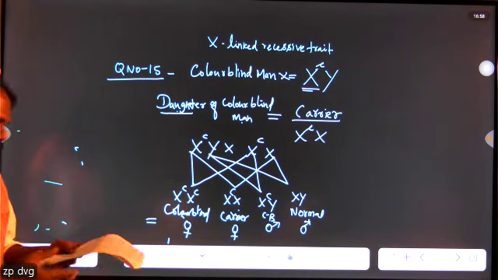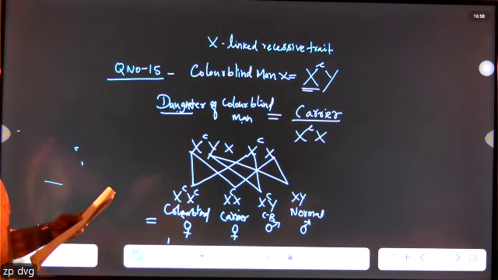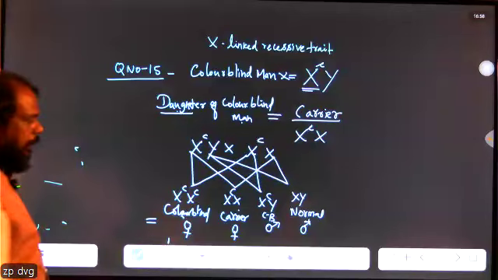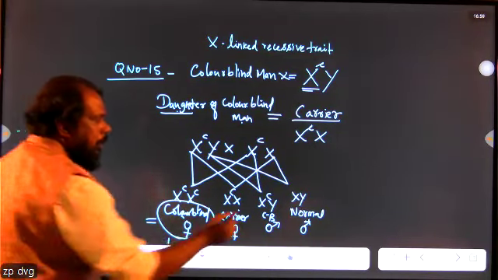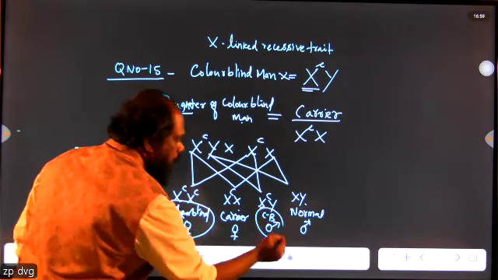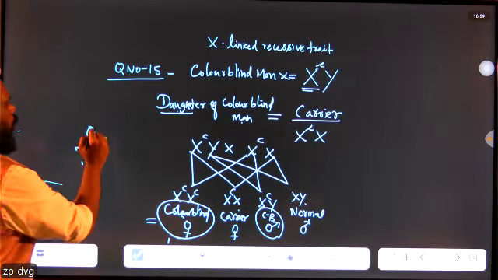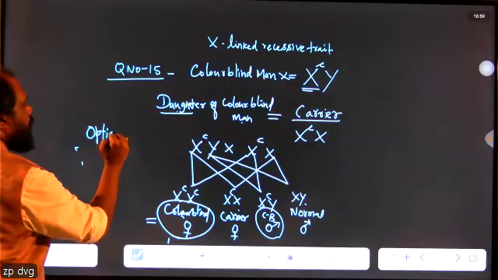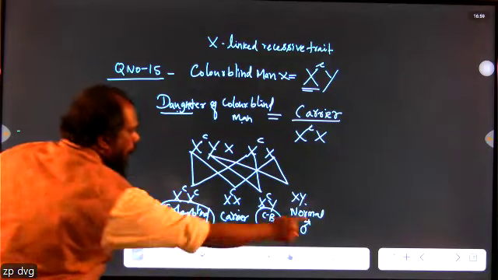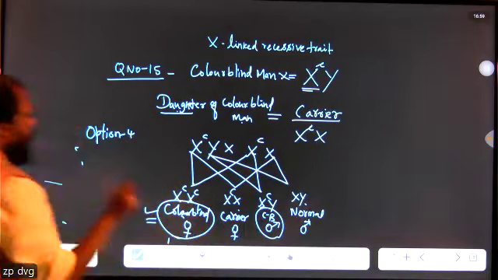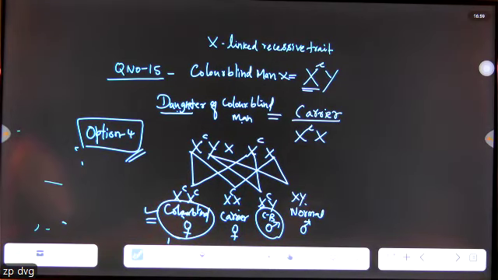Let's see the options now. The option says half of their sons and half of their daughters will be colorblind. Correct now? Out of two daughters, one is colorblind, and out of two sons, one is colorblind. So which is the correct option for question number 15? Option 4 is the correct option. Read option 4, you will understand. Half of the daughters are colorblind and half of the sons are colorblind.